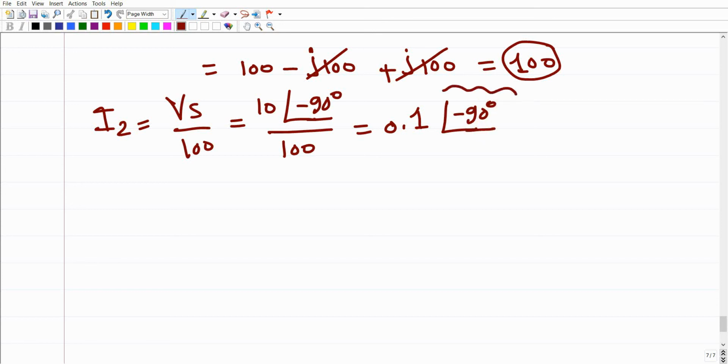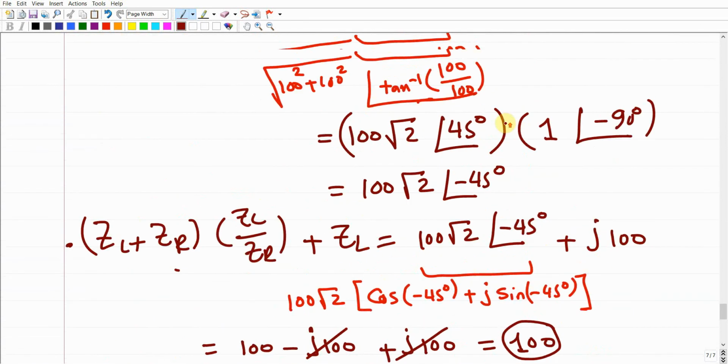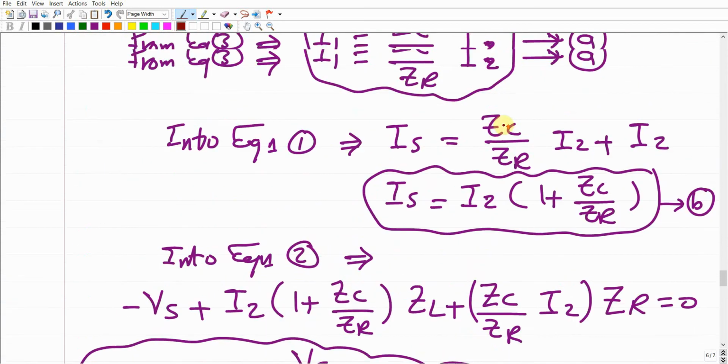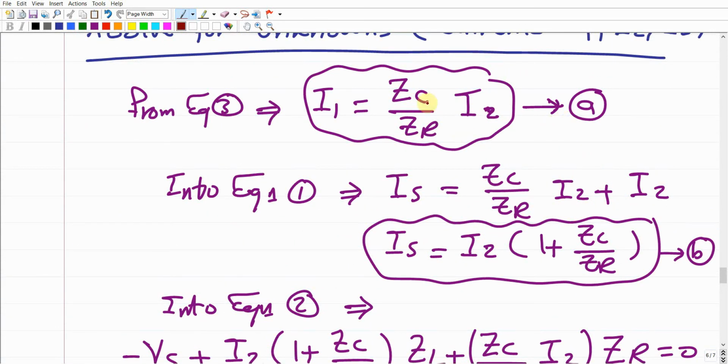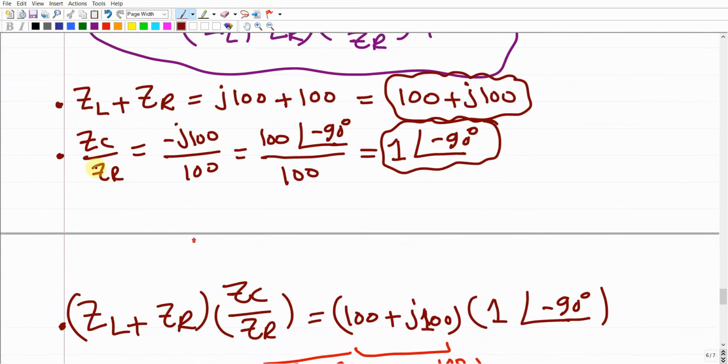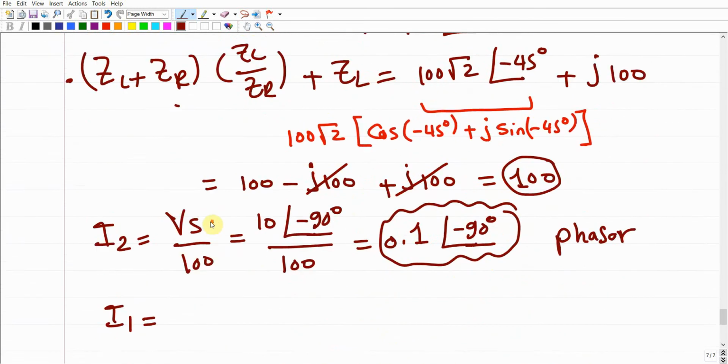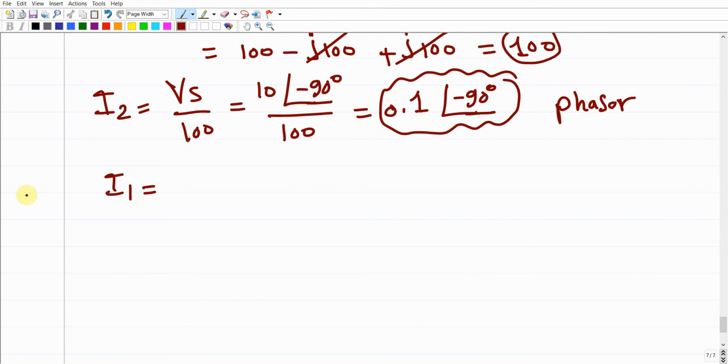This is going to give us the current in the phasor form. This is I2 as phasor. So now we just got I2. How about I1 and IS? We still have two other currents to calculate. So I1, according to equation A, is related to I2 through ZC over ZR, and ZC over ZR we calculated earlier as 1 angle negative 90. We did this calculation. If we didn't, we'd have to do it, okay? But we are lucky we already have it.